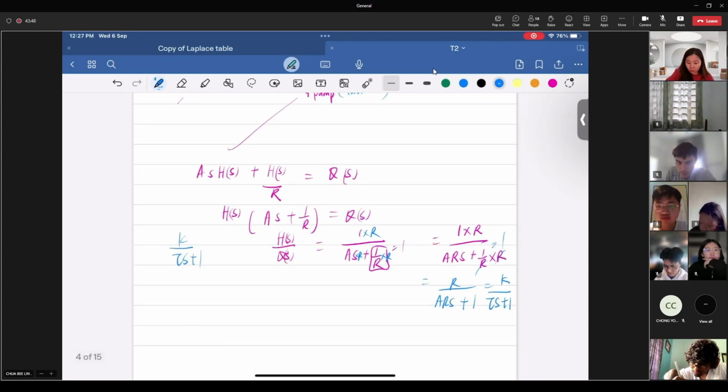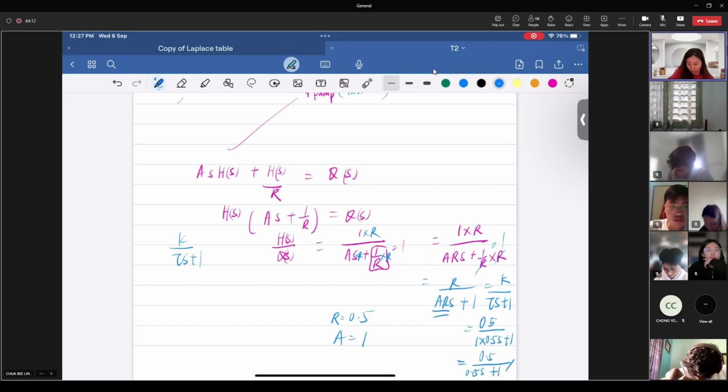So then you substitute. The R value given in the question is 0.5 and the A is 1. So AR is 1 multiplied with R, so the transfer function is 0.5 over 0.5S plus 1. Finish. So this is the warm-up question, a simple question. Mass balance only involving the accumulation term of dH over dt. Then we will have question 2.